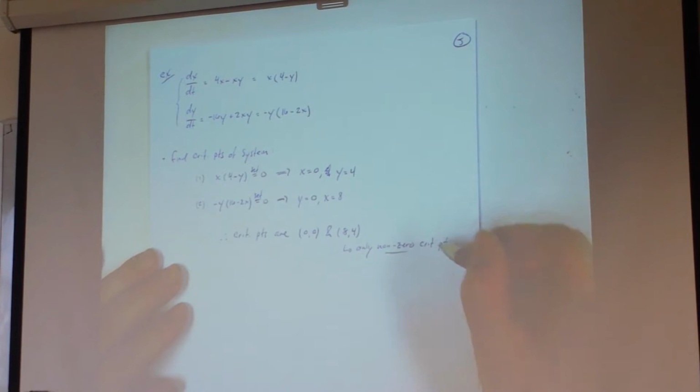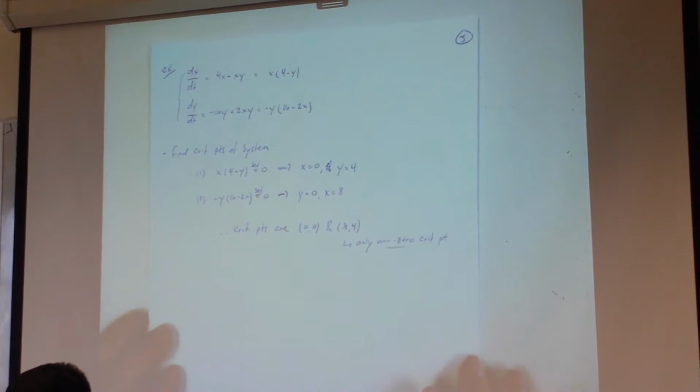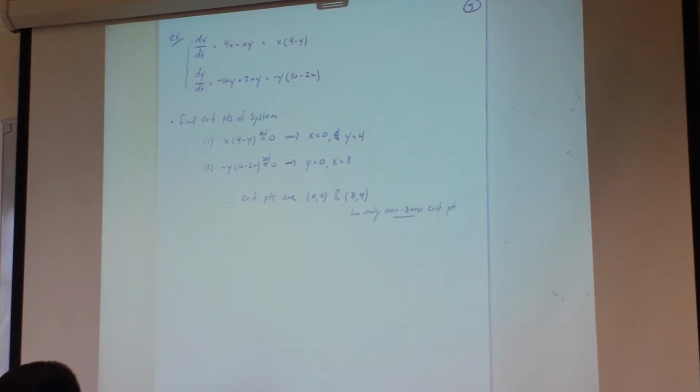So I don't want to go about categorizing the 0, 0 one. Isn't it just that you consider it a trivial solution? It's kind of trivial. Yeah, 0, 0. There's no way that they could ever jumpstart their population back up, right? Okay. So I think we're just going to work with the 8, 4 solution.